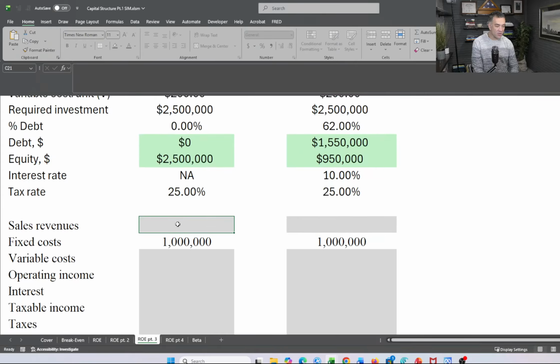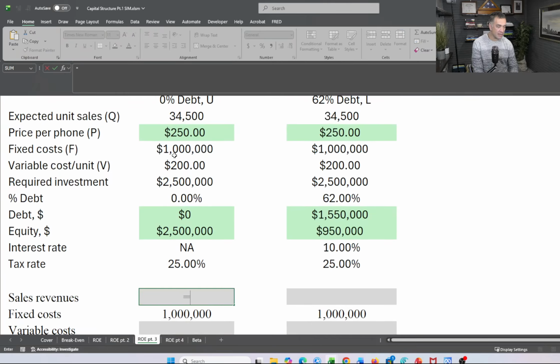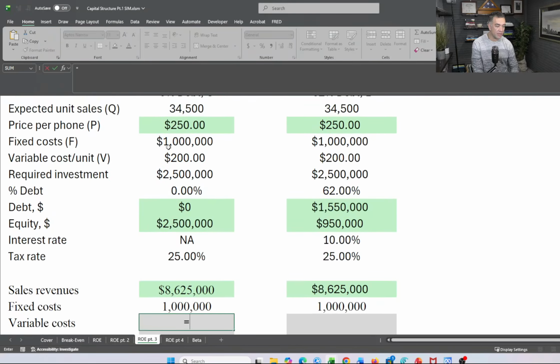What about the sales revenue? Well, that's going to be the price, $250 multiplied times the quantity. So we'll do both here. And then we got the fixed costs. And now we want to know, what is the total variable cost? Well, the total variable cost will be the variable cost per unit multiplied times the quantity.